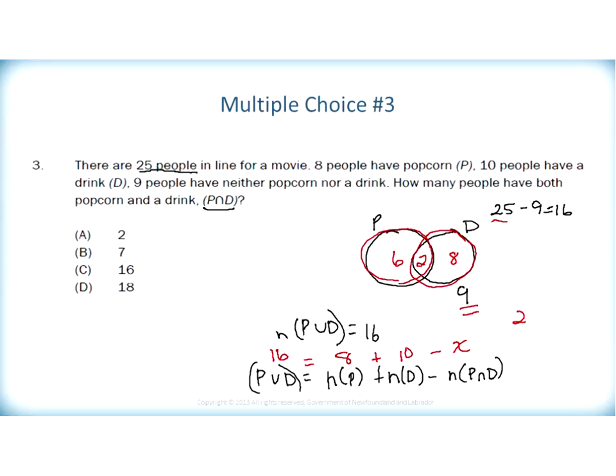Let's just check to make sure. There needs to be 25 people. 6 plus 2 plus 8 plus 9 needs to equal this 25 people. And it does. And so the number of people that have popcorn and drink are 2.